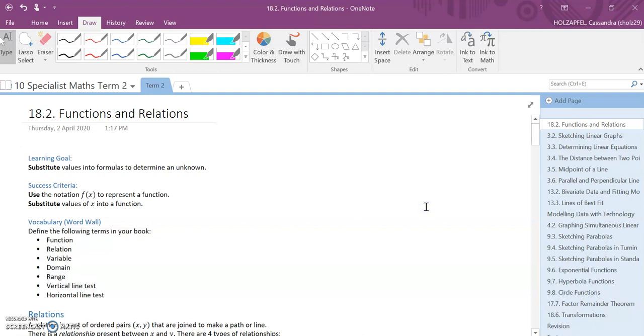All right, so primarily today we're going to be talking about how we've substituted values into a formula. We've done this so many times before. We know how to do this. We've substituted in values for x to find y. We've had to substitute values into y and rearrange to find x. All we're going to be doing today is doing it a little bit differently. We're going to be using a slightly different notation for y, and that different notation is going to be f of x. So we're going to talk about that.